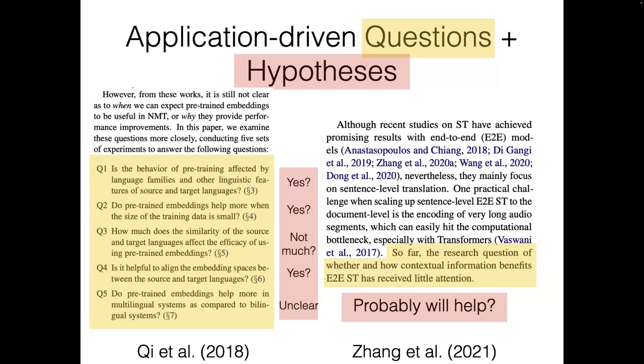And then here the question is again kind of hidden. Or not hidden, but it says the research question of whether and how contextual information benefits end-to-end speech translation has received little attention. So maybe their hypothesis is that, the fact that they're bringing it up means they think it'll help, and here's their method that incorporates the contextual information. Okay.